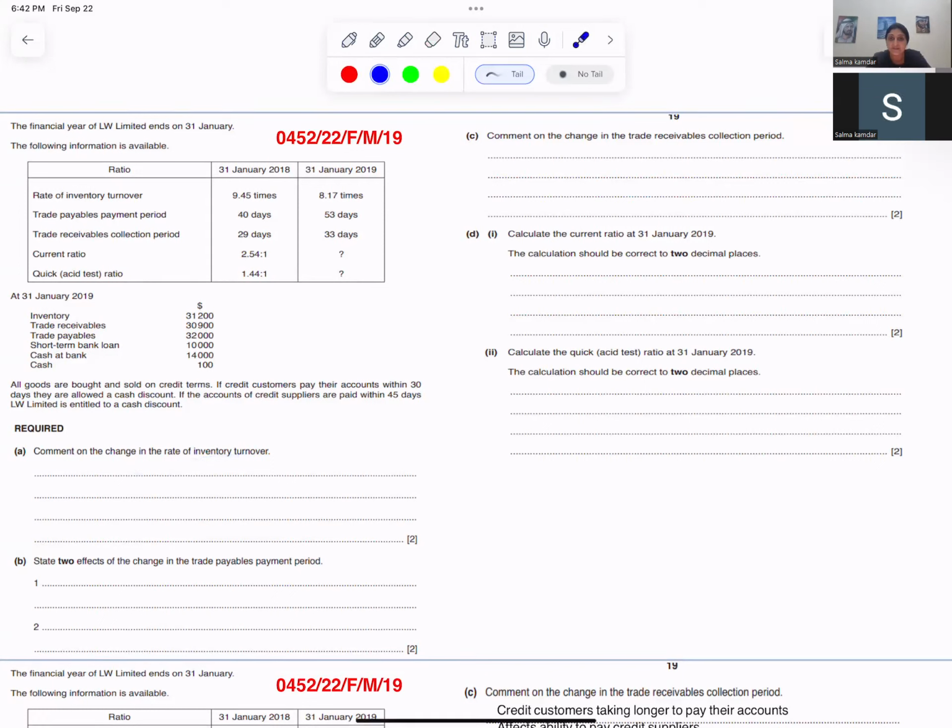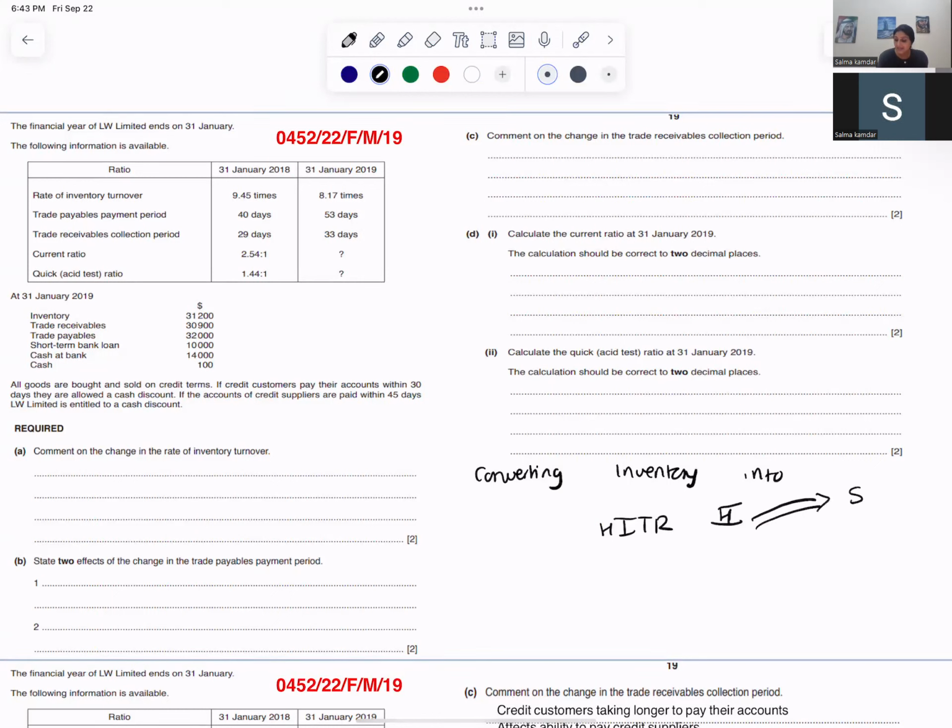The inventory turnover ratio tells us how efficient we are in converting our inventory into sales. If we have a high inventory turnover ratio, that means our inventory is getting converted into sales very quickly. That means as soon as I buy my inventory, I am converting it into sales. If I have a low inventory turnover ratio, it means my inventory is taking time to get converted into sales.